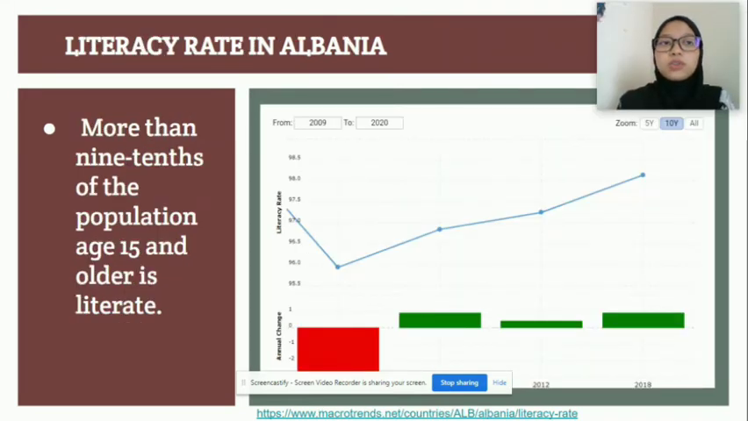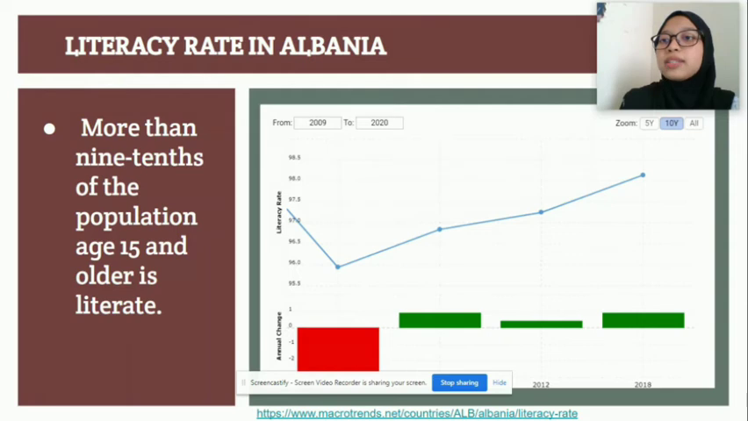Okay, so for the literacy rate in Albania, the government has devoted considerable resources to education, and schooling is compulsory between age 7 until 15. Okay, education at the primary and secondary level is free, and for higher education, the fees are based on family income. The University of Tirana, established in 1957, is the country's major institution of higher education.